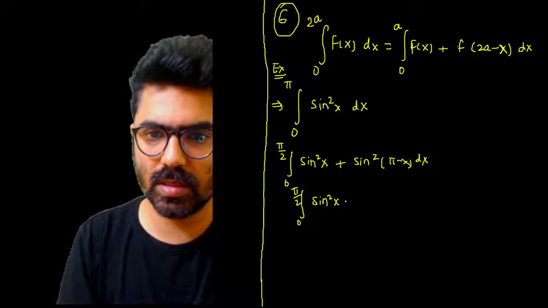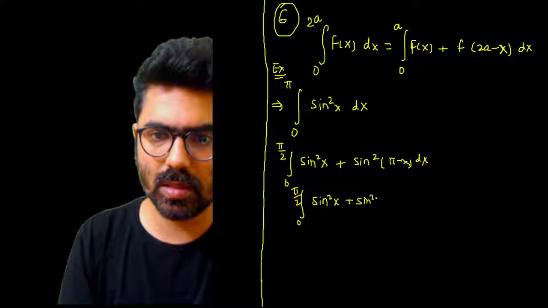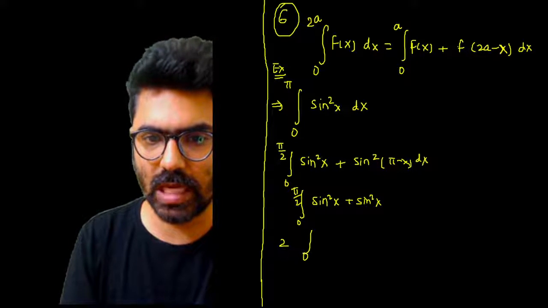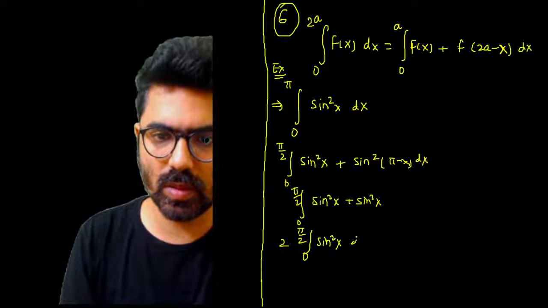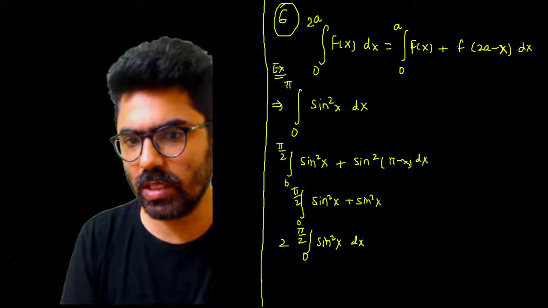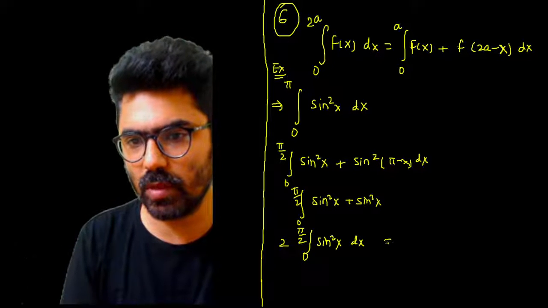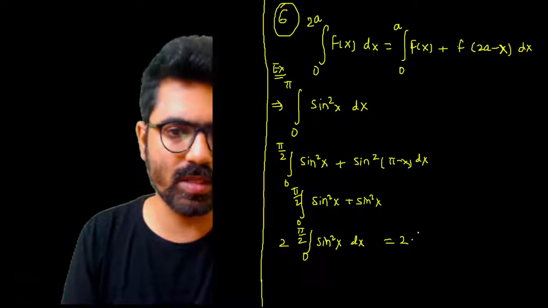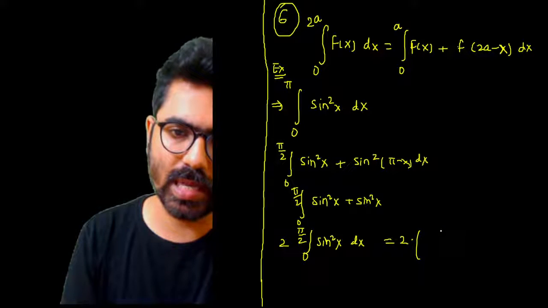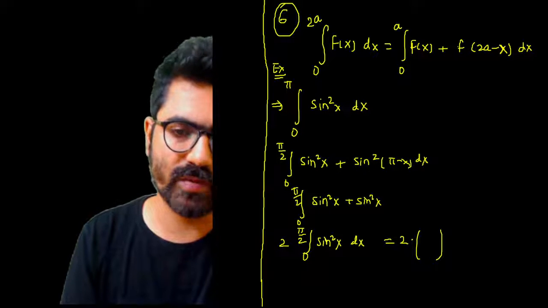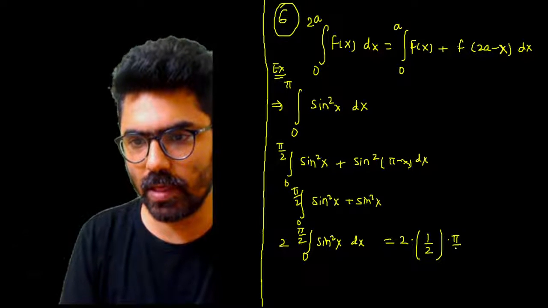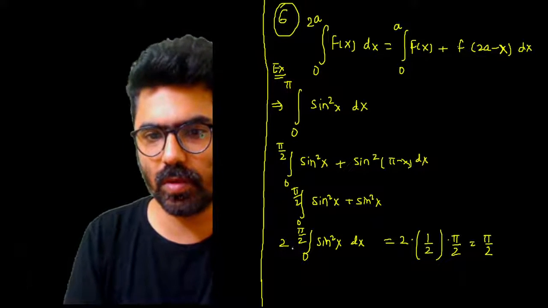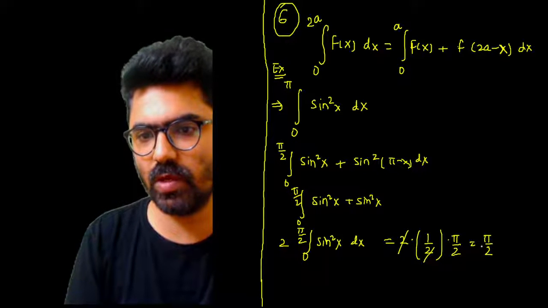So sine square x, and this will also become sine square x. 2 times the integral from 0 to pi by 2 of sine square x dx. Now you just have to solve the integration of sine square x for the limit 0 to pi by 2. If you know the Wallis theorem or the reduction formula, the direct value is there for this, which is 1 by 2 into pi by 2. So the final answer here is pi by 2. The 2 gets cancelled and the final value is pi by 2.